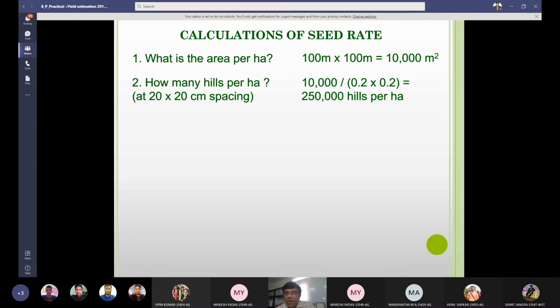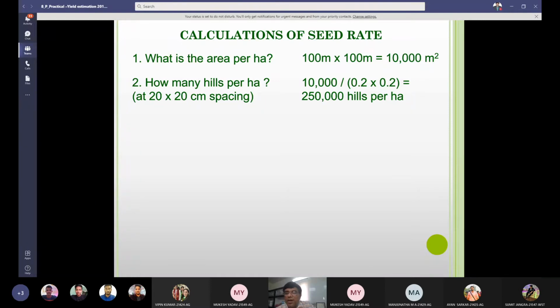Suppose your germination percent is 100%, suppose there is no seedling mortality, there is no need to go for gap filling, etc. And you need one seedling at one place. So you will require just 250,000 seeds only. So many seeds will be required. 250,000 seeds will be required.